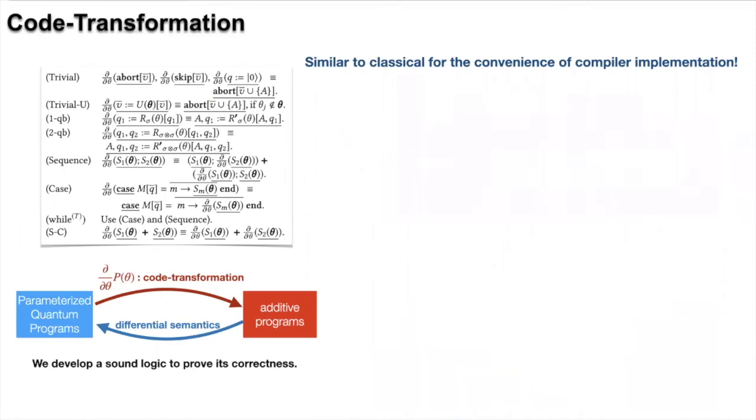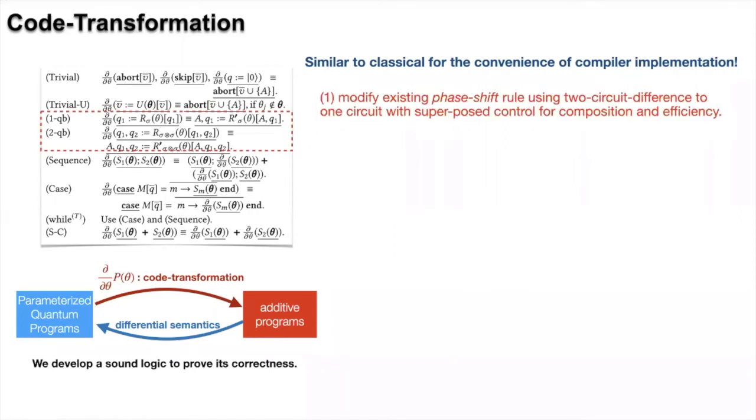So here's the list of the co-transformations. We actually have a logic to show its correctness. If you look at those transformations, they're actually very similar to the classical ones, and this is indeed our design purpose. It will be very convenient for the compiler implementation. However, there are still a few things we want to highlight.